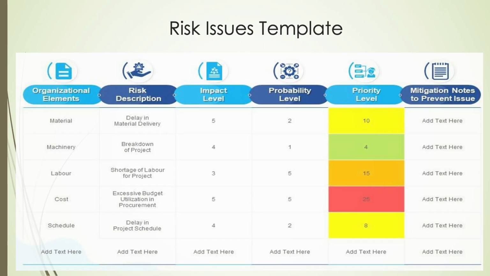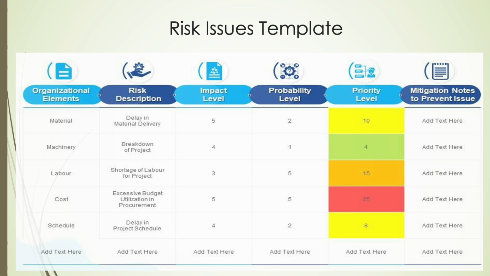The risk register highlights key organizational elements: material, machinery, labor, cost, and schedule, alongside their respective risks, impact levels, probability levels, and calculated priority scores. Risks such as delays in material delivery, machinery breakdowns, and labor shortages are categorized by severity using a color-coded system: green for low, yellow for moderate, orange for high, and red for critical. The priority is determined by multiplying impact and probability, helping the team quickly focus on the most pressing issues.